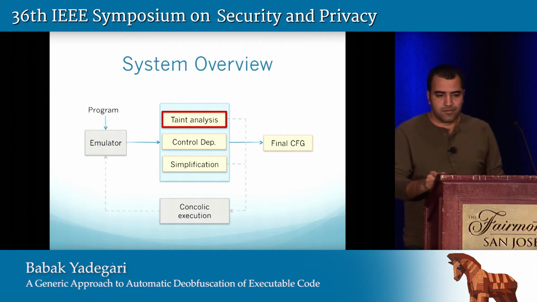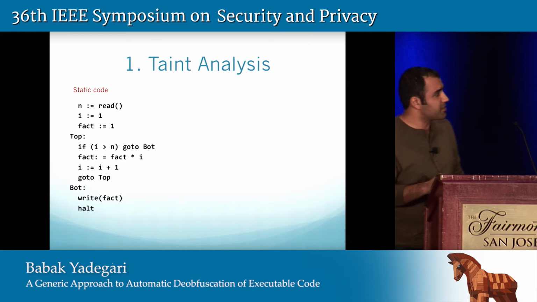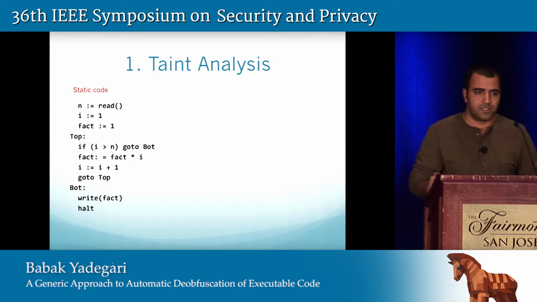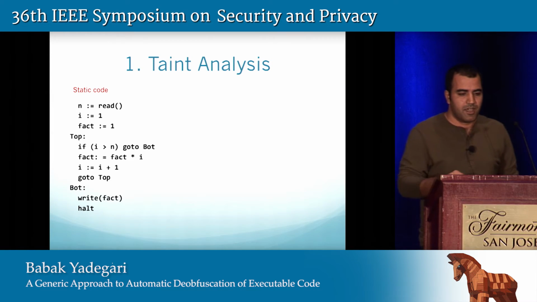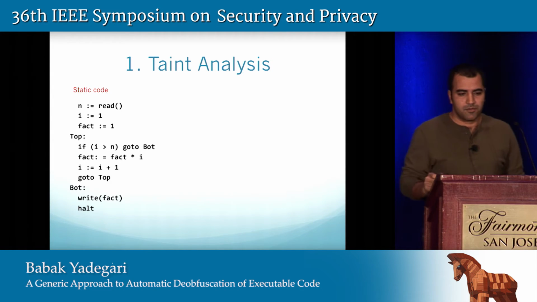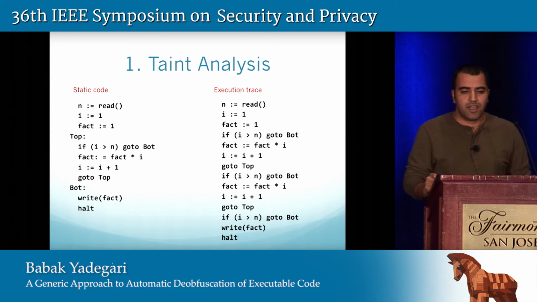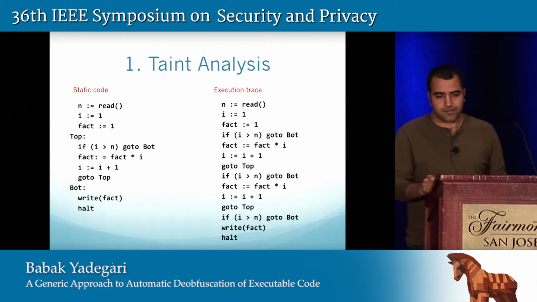So first, let's discuss the taint analysis. I'm just going to go over an example to see how these analyses are used in our approach. Here you see the code for a simple factorial program. It reads n from input, computes the factorial in a loop, and finally prints the result. On the right, we have the execution trace of the program for n being 3, so the loop is executed twice.